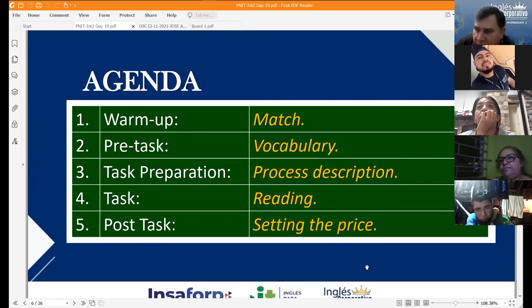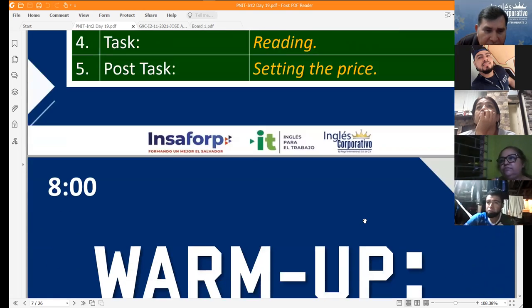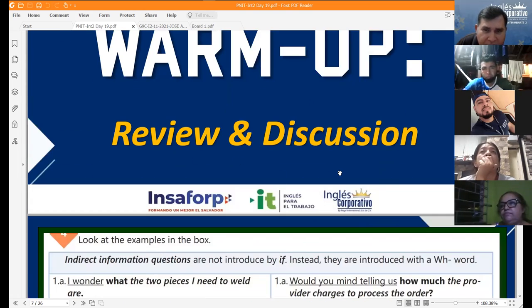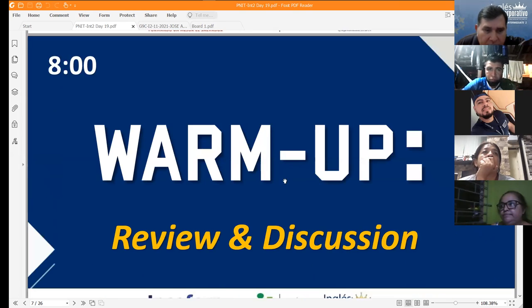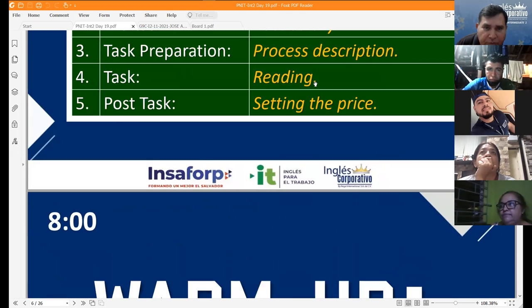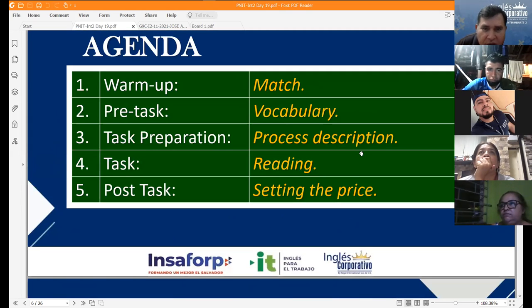My dear ones, the agenda for tonight: we're going to be working on a matching. It says review and discussion. I didn't change much. We're going to be reviewing and discussing the first part. Vocabulary is the second. Process description, then we'll have a reading, and then we work on setting the price. The reading is about setting the price.